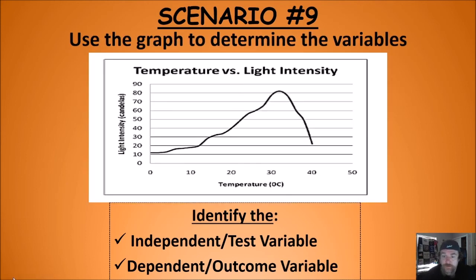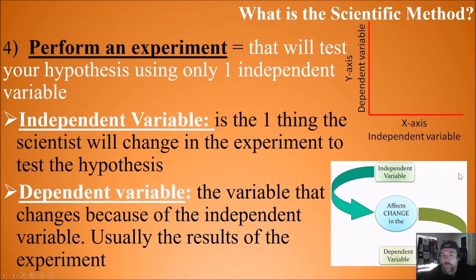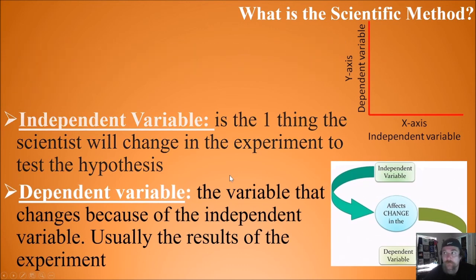Use this graph to determine which is the independent variable and which is the dependent variable. Just as a little heads up, whenever you see a graph, every single time you see a graph, the independent variable is always going to be on the x-axis. That's just how it works. The dependent variable is always going to be on the y-axis. Always.